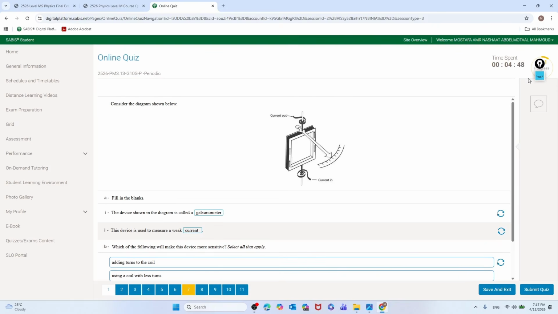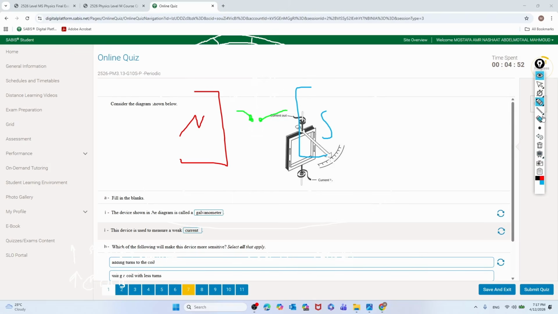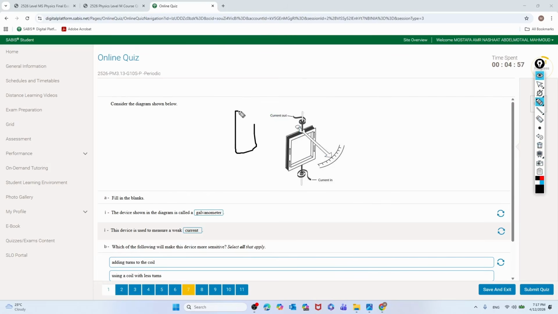This drawing is so confusing, okay? And they didn't even draw the magnets. Here in this device, you're supposed to have a magnet here and a magnet here, a north and a south. They didn't even draw it. This is just a bad drawing. I don't know why they used that.